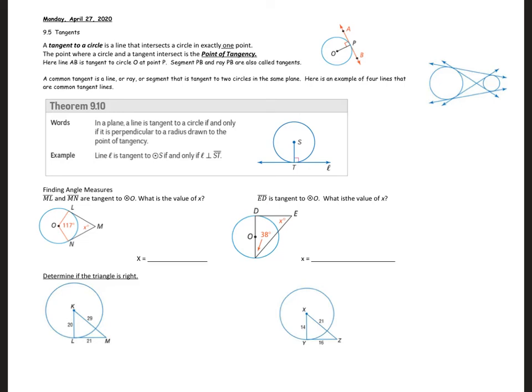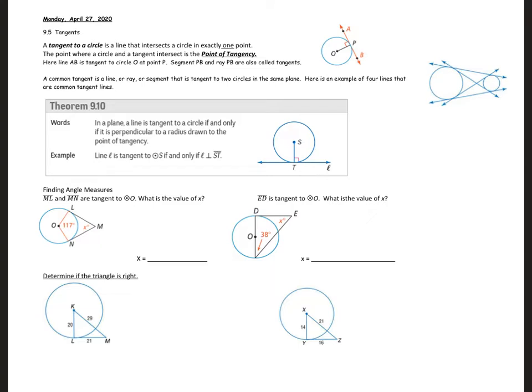Welcome to 9.5, talking about tangents today. A tangent to a circle is a line that intersects a circle in exactly one point. So if I take a look over here at circle O, I see this red line, line AB. I see that AB intersects circle O right here at point P in exactly one point.